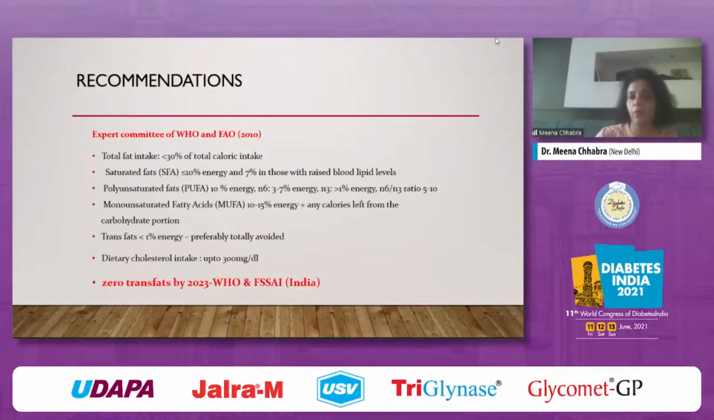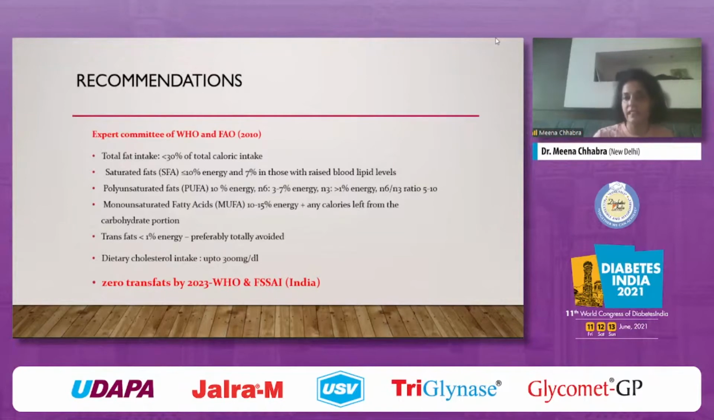Now, this is very important: the expert committee of WHO says that there should be 0 trans fats by 2023, or at least the calories from trans fats should be less than 1%. Total fat intake, very simple to understand, should be 30% of the total calorie intake, 20% from proteins, and 50-55% from carbs. So if your total fat intake is 30%, less than 10%, so 7%, should come from saturated fats, 13% from monounsaturated fatty acids, and 10% from polyunsaturated fatty acids. So it's very simple that you should remember this rule.